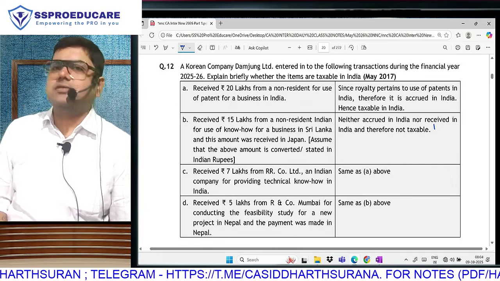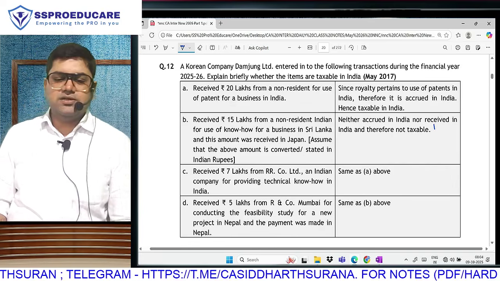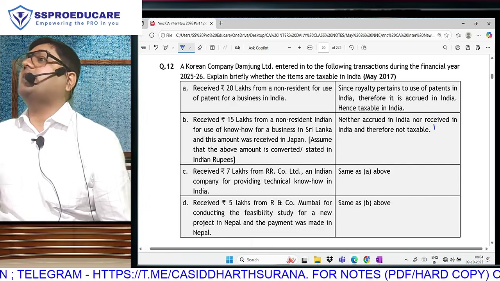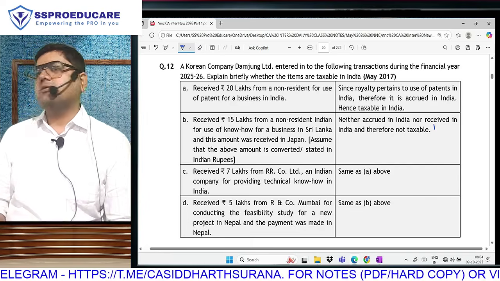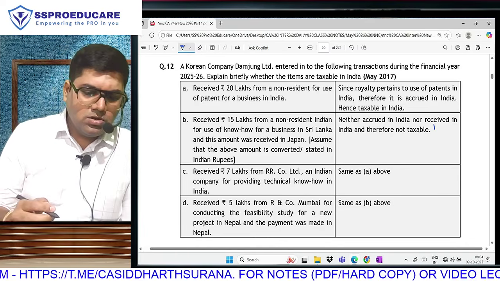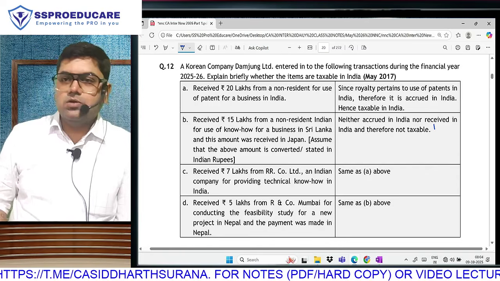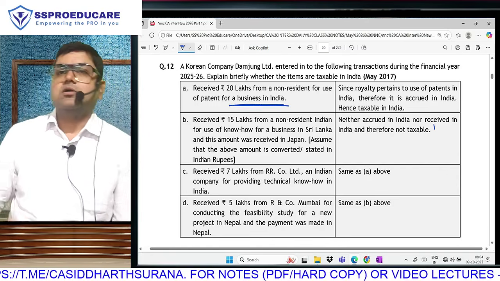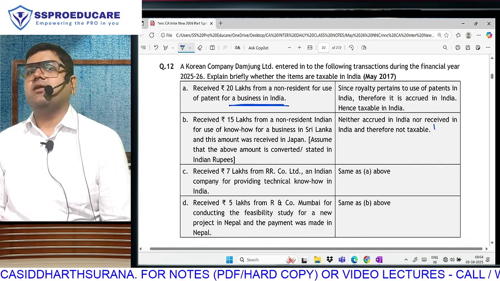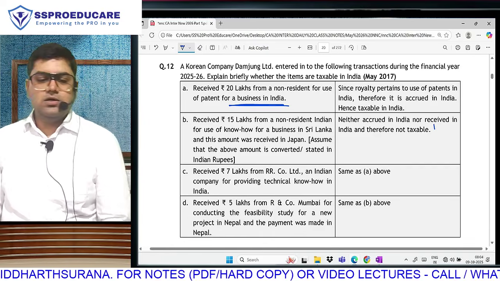So now observe, examine, and take a decision. Is this Indian income? Because your deciding Indian income or foreign income will decide the taxability of this income. Is this Indian income? Why? Because it is going to be used for a business in India, and if used for a business in India, it is Indian income and taxable even if you are a non-resident.